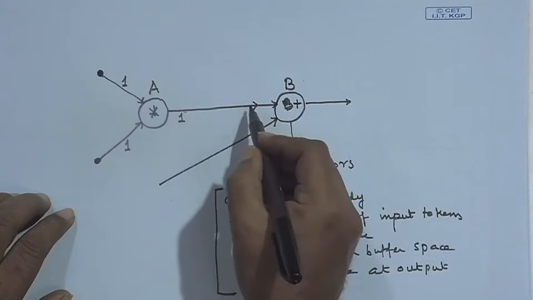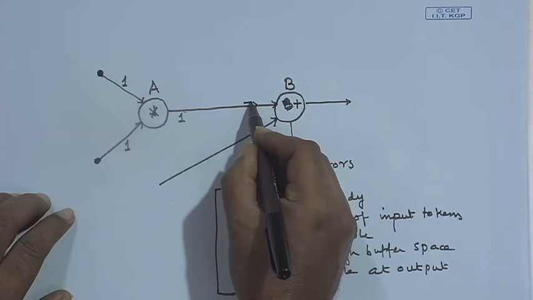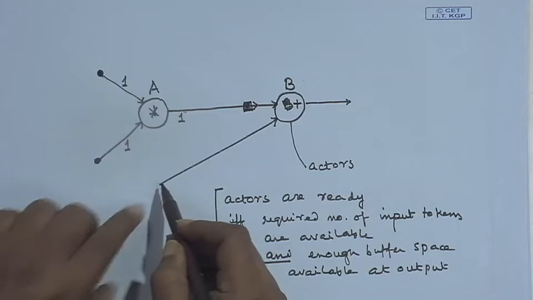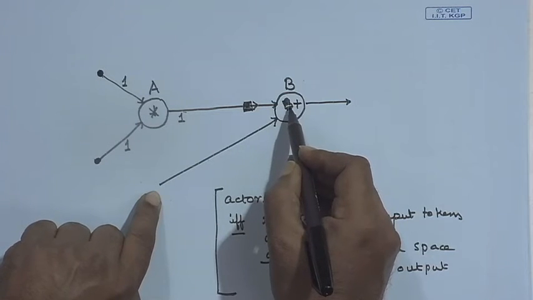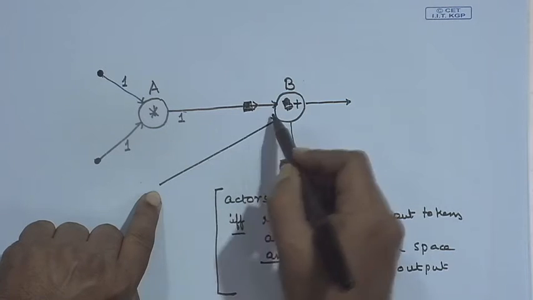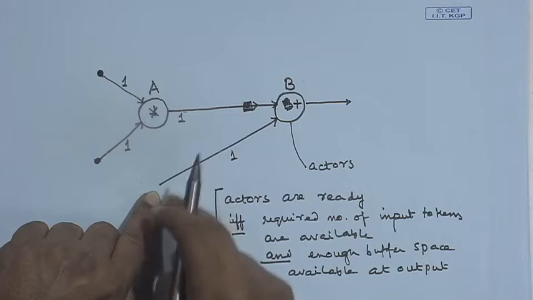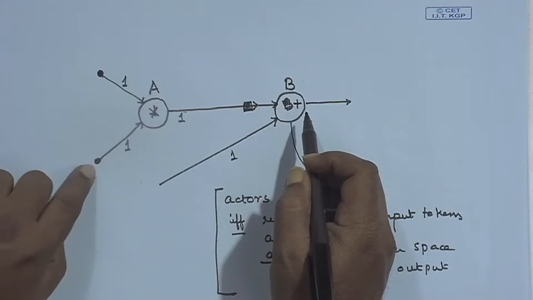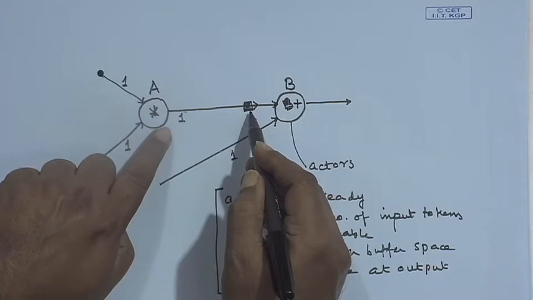Now, suppose I am showing another instance, some token is available here and no token is available here. Therefore, this is not firing, and this is also 1. All right. Now, this one, can it fire? Suppose the tokens are here, 1 1, no, it cannot fire because there is not enough buffer space, this is not consumed.